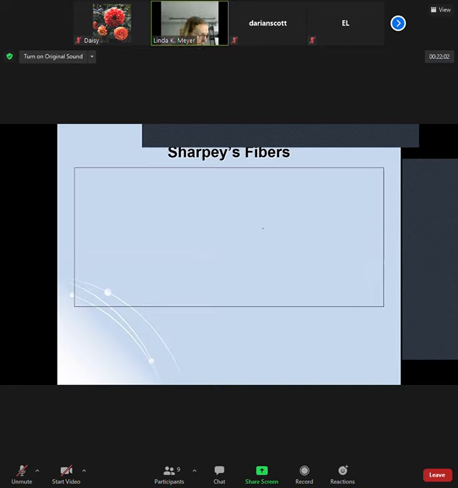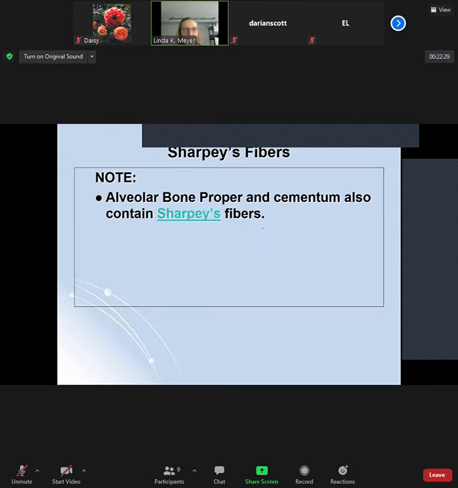Okay, the other thing at the bottom of the chart says that both, under the PDL, we learned that the terminal ends of the principal fibers that attach to alveolar bone proper and then cementum on the other side are called Sharpey's fibers. So in addition to the components already listed in the chart, alveolar bone proper and cementum also contain Sharpey's fibers. So at the bottom of the chart, just add in the blanks, contain Sharpey's fibers.